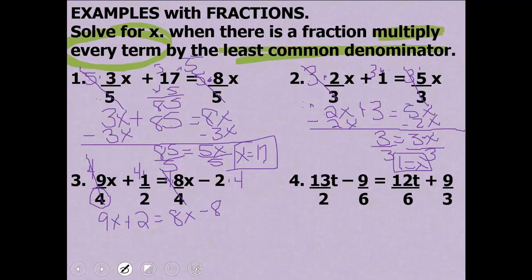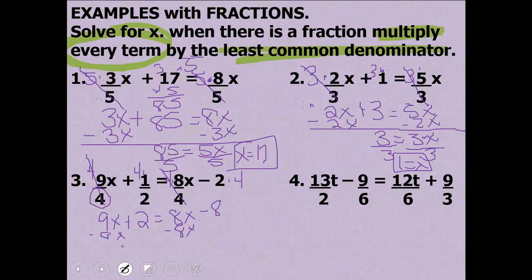Okay? All right. Do I have anything on the left that I can combine? Nope. Do I have anything on the right that I can combine? Nope. All right. So step 2, do I have variables on both sides of my equal sign? Yes. So I have to move one of them, minus 8x.